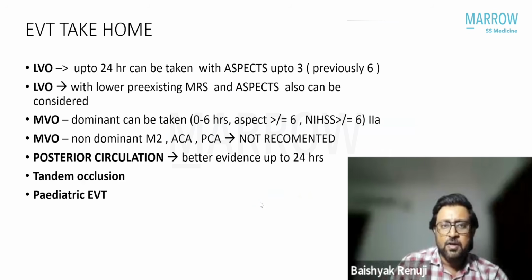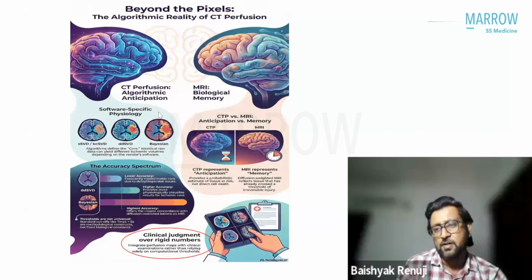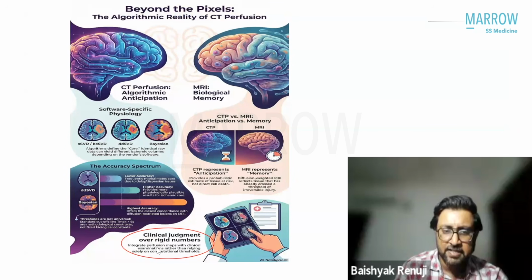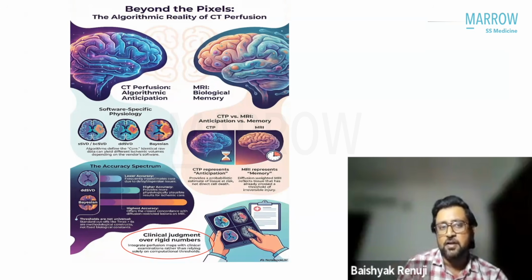Pediatric EVT. So this is one slide I want to show. These are two softwares which have been used for perfusion analysis. You can see there is a lot of difference in both softwares, volume variation, all those, because basically these softwares use certain algorithms. The algorithm differs from software to software. That is one problem with perfusion. So always use clinical judgment along with perfusion, and always MR diffusion FLAIR mismatch or diffusion clinical mismatch. The DAWN criteria is much better than perfusion is what that article was trying to convey. So with that, we'll wind up.